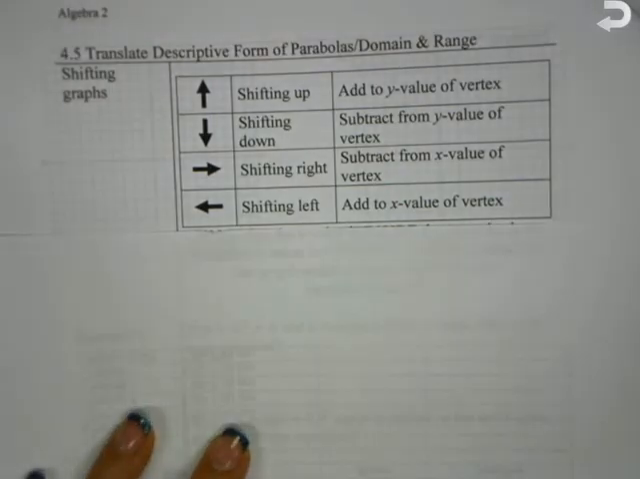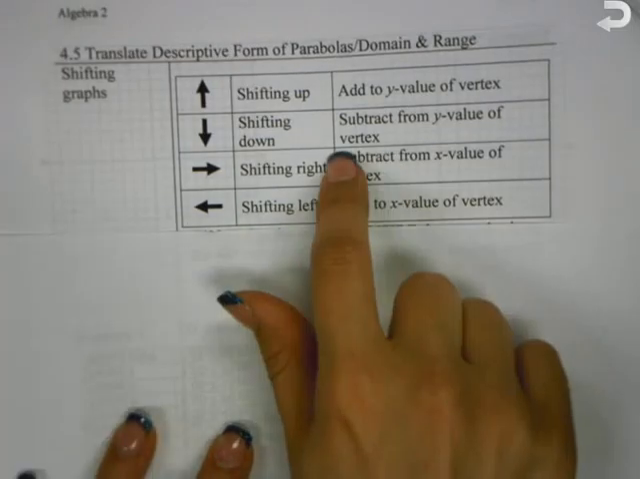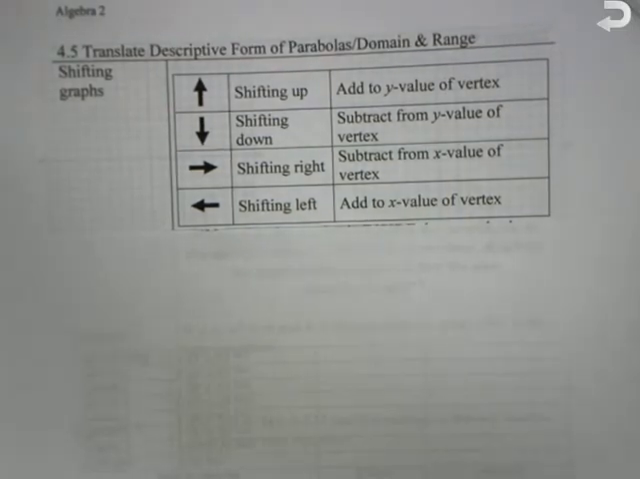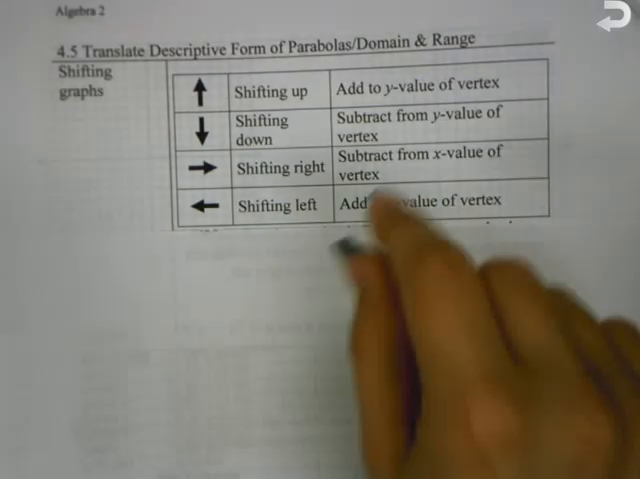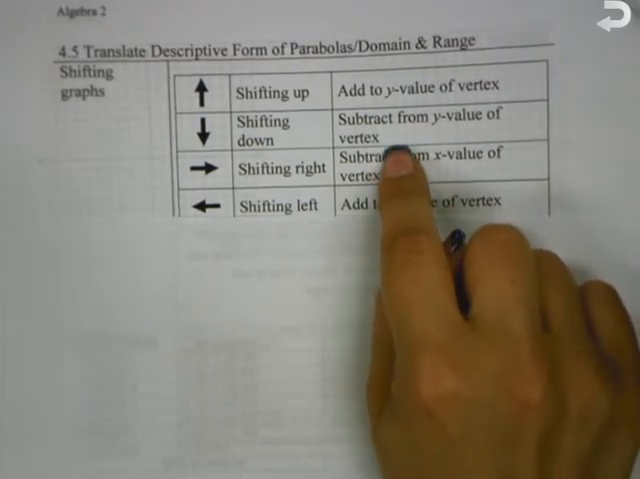Okay? If we're shifting down, we're just going to subtract from the vertex. Nothing else is changing, just the y value of the vertex is changing. So we subtract from the y value. Okay?